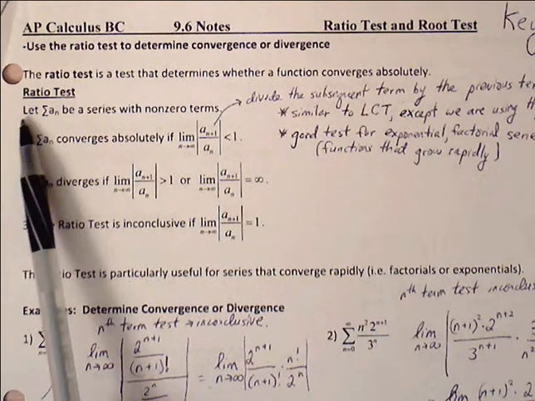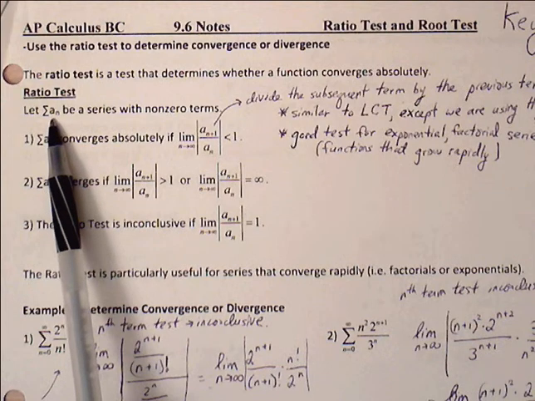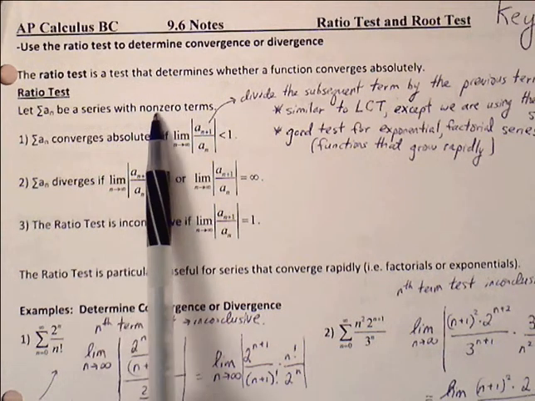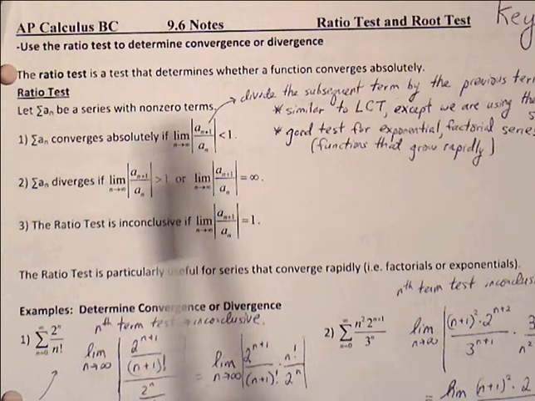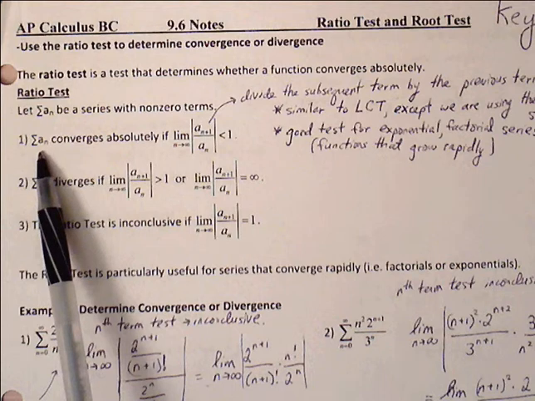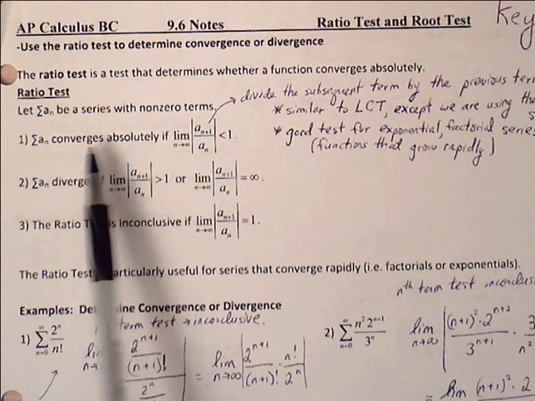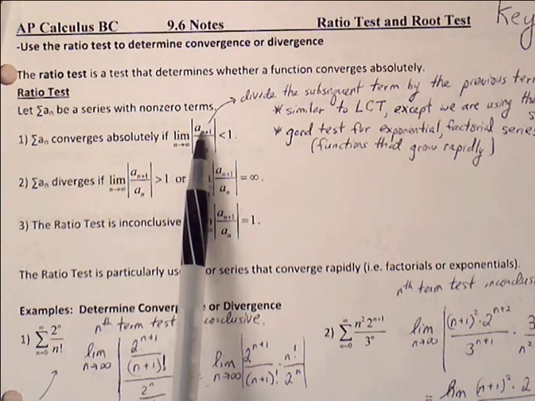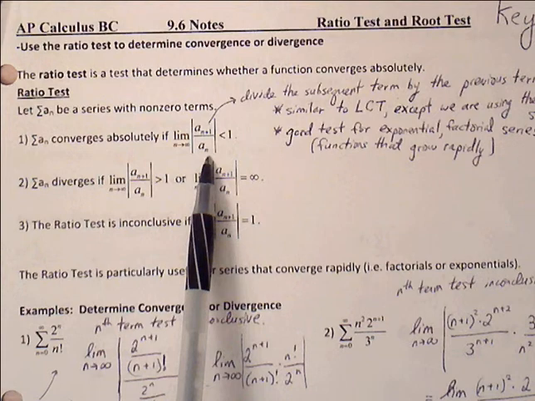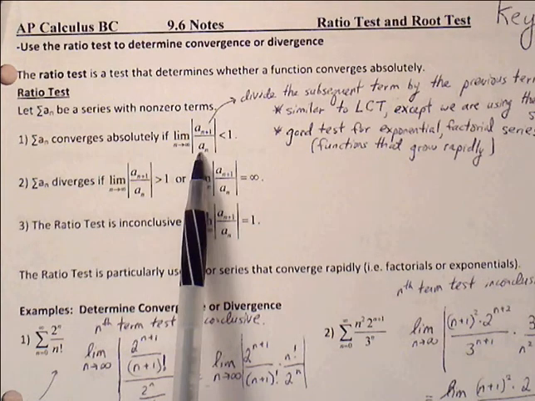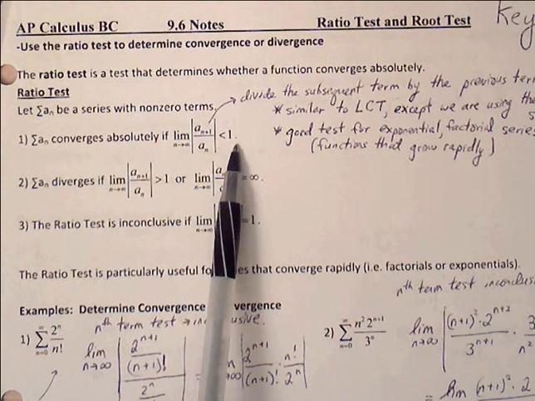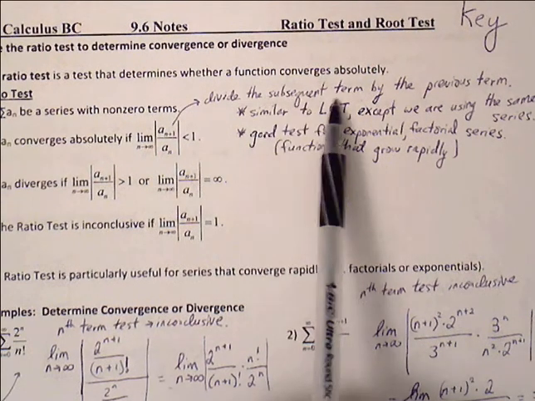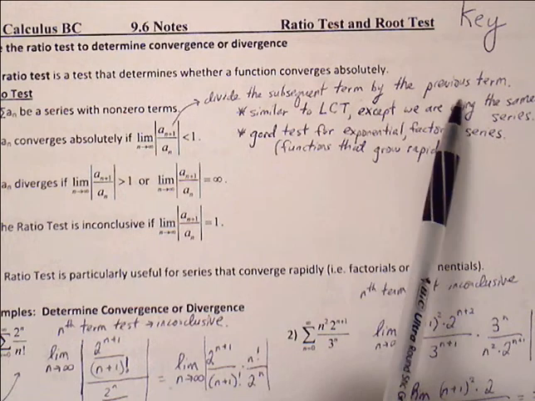So given that we have a rule of sequence, a sub n, we let that be a series with non-zero terms. The series will converge absolutely if the limit as n approaches infinity of a sub n plus 1 over a sub n, or the absolute value of the quotient, is less than 1. So what we're going to do is divide the subsequent term by the previous term.